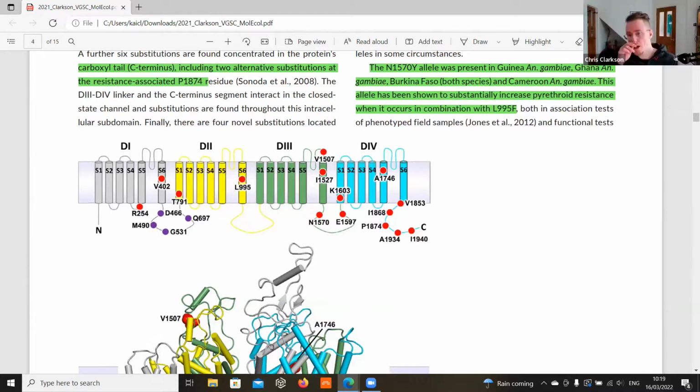We also saw quite high frequencies of N1570Y. So this is this other known mutation that is found in concert with 995F and increases the insecticide resistance phenotype quite a lot. And we found that in Guinea and Ghana, Burkina Faso, Cameroon. But we were expecting to see that. That was something that we were aware of.